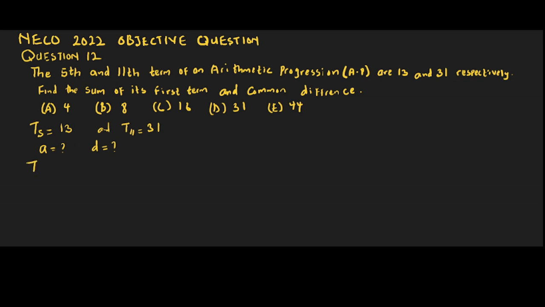Now, this is the formula for calculating the nth term of an arithmetic progression: Tn equals A plus (n minus 1)D. Here we have T5, that's when n is equal to 5, the fifth term: A plus (5 minus 1)D equals 13. That means we have A plus 4D equals 13. We'll call this equation 1.